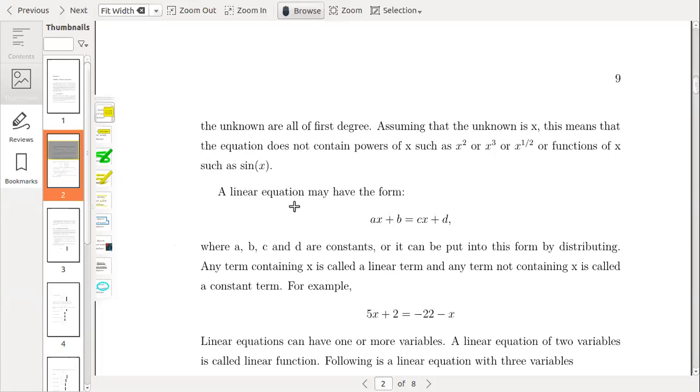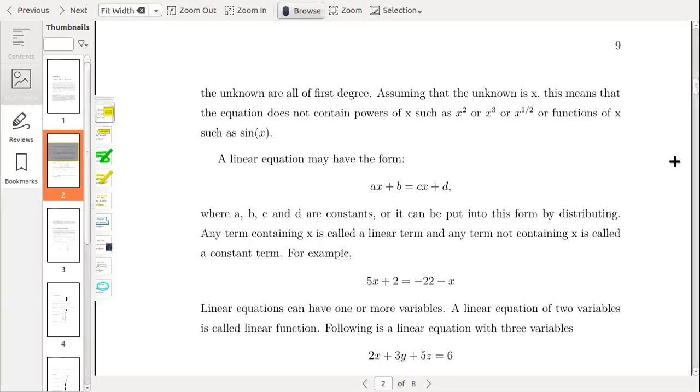No. A linear equation may have the form, so it means a linear equation can involve more than one coefficient and constant. So it can also be written as ax + b = cx + d. No problem, where a, b, c, and d are constants. Or it can be put into this form by distributing. Any term containing x is called a linear term, and any term not containing x is called a constant term. For example, 5x + 2 = -22 - x.